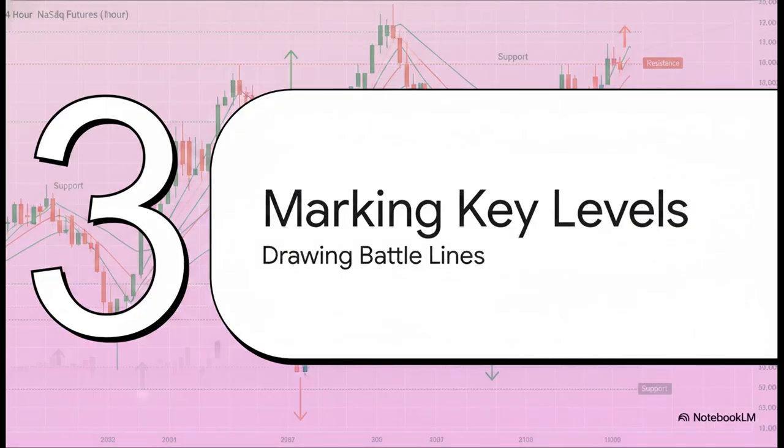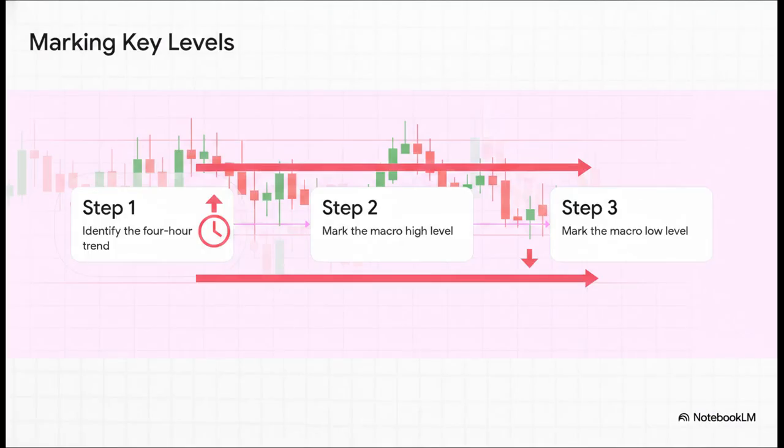Okay, part three, marking key levels. Basically, drawing our battle lines. Now that we've got our macro trends and candle dominance dialed in, we shift over to actually mapping out the market structure. This is how we frame our entire workspace.